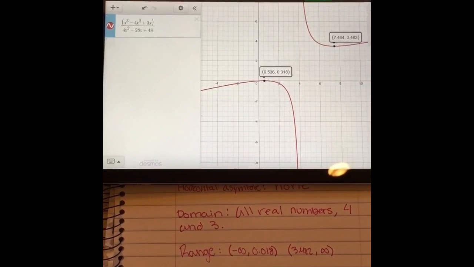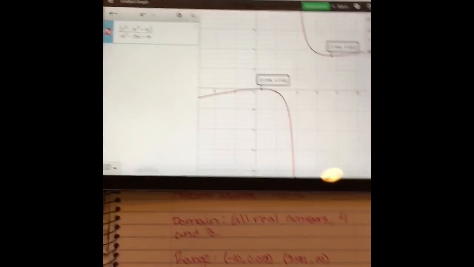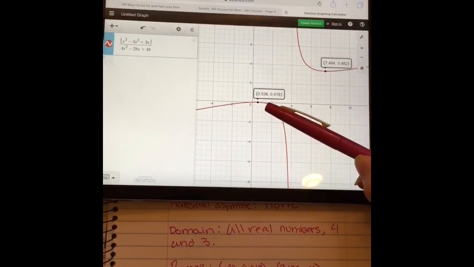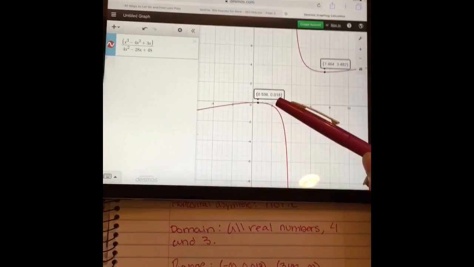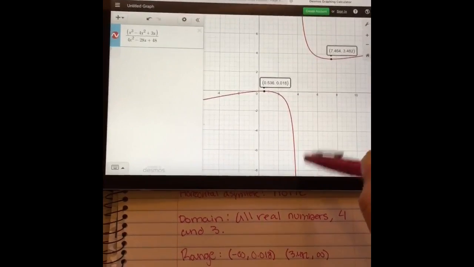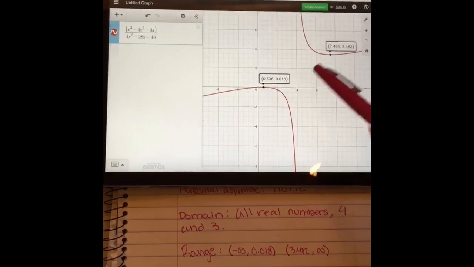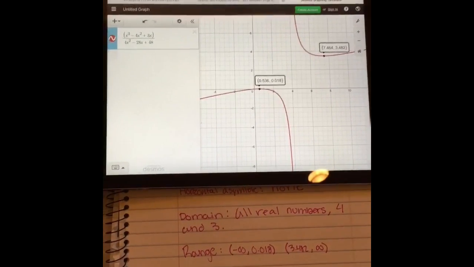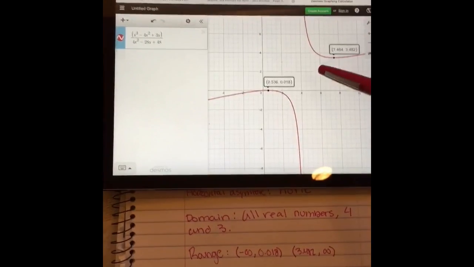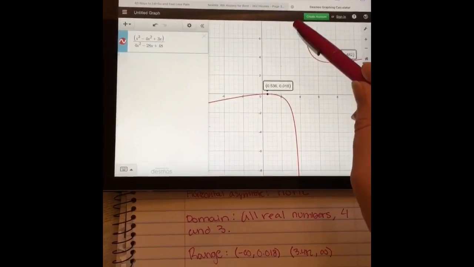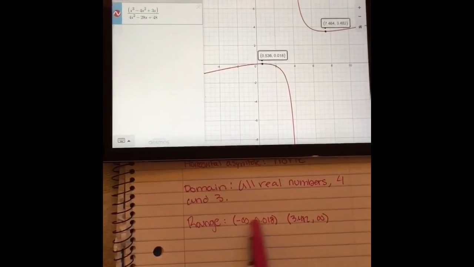So here I have graphed our equation so you could see the range, as your maximum here is 0.018, and then it is going towards negative infinity. And then since there's two parts, you know that you're going to need two different range coordinates. And so this one is 3.482, and it is heading towards positive infinity. So that is your range.